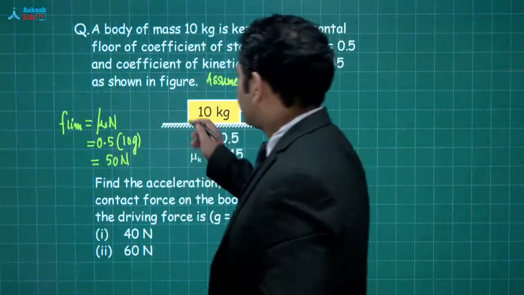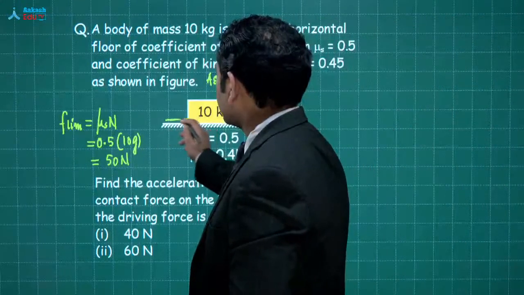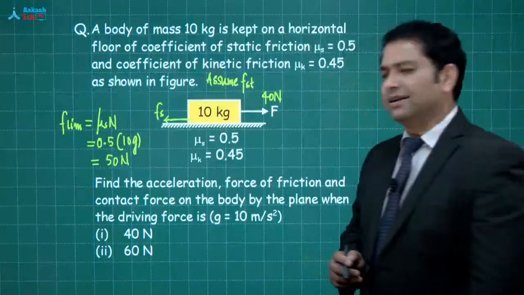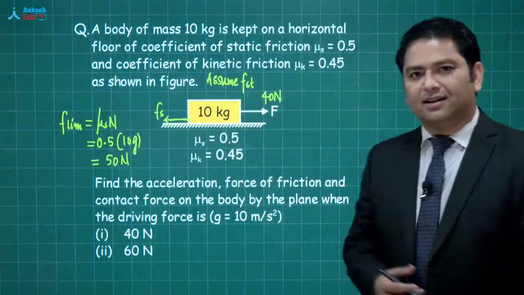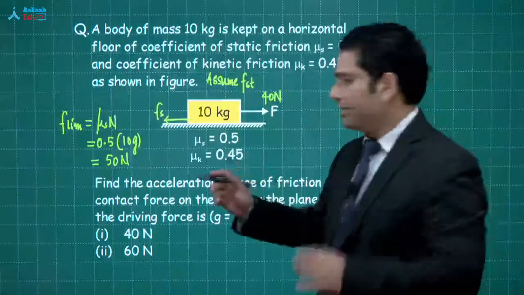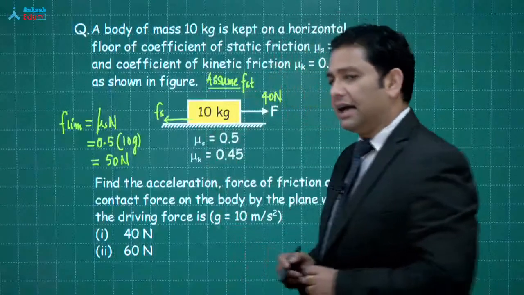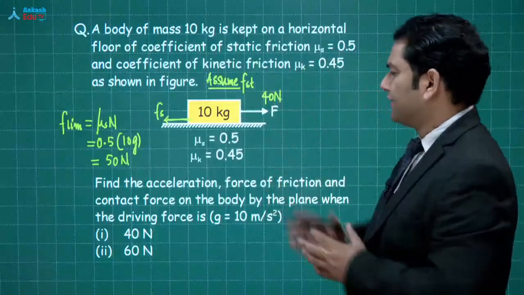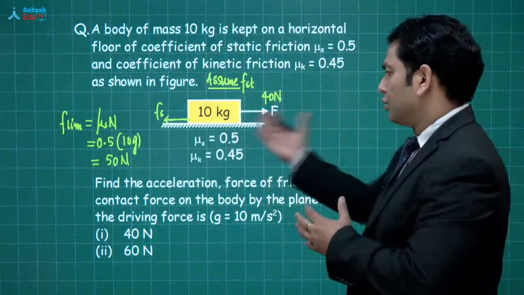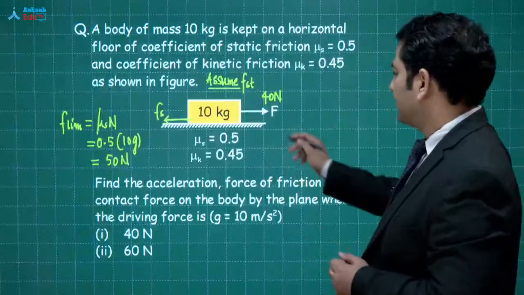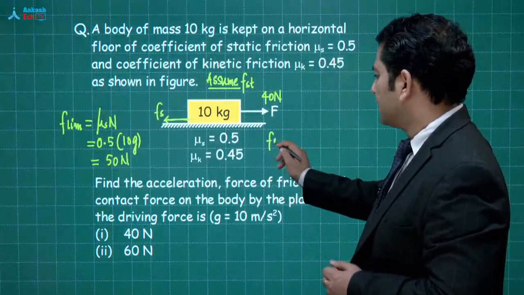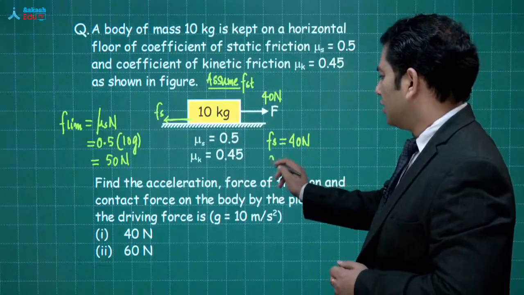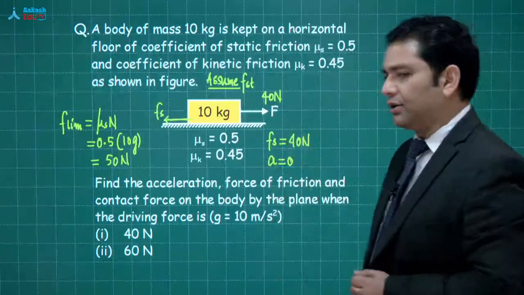In that given condition, what would be the direction of this static friction? Since we have discussed it in great detail, I don't find any point in repeating it again. But do remember, I'm still in the condition. I'm assuming it. Now, because there is static friction, that means there is no relative motion. So, according to this assumption, the value of static friction is 40 Newton and the acceleration is 0.